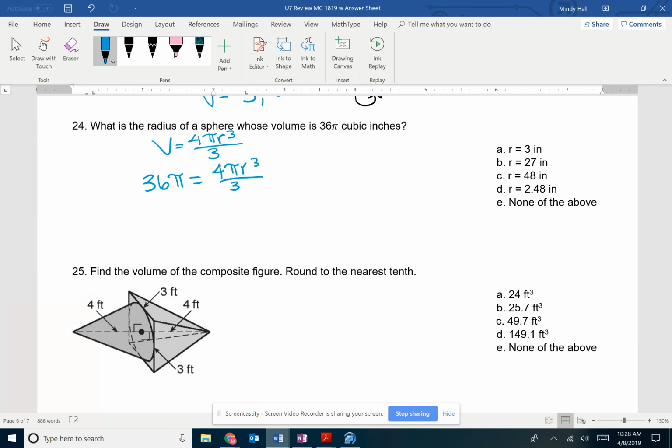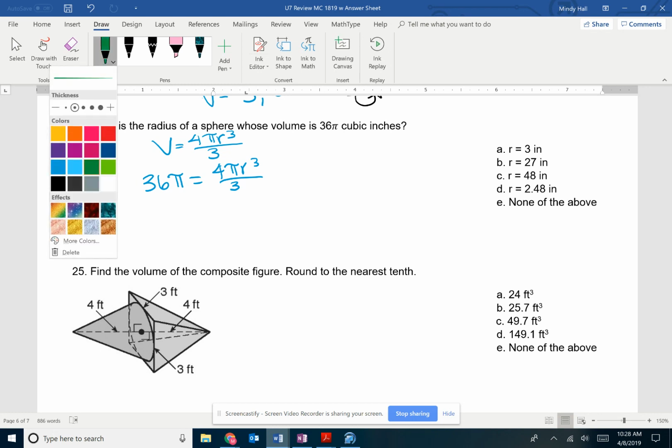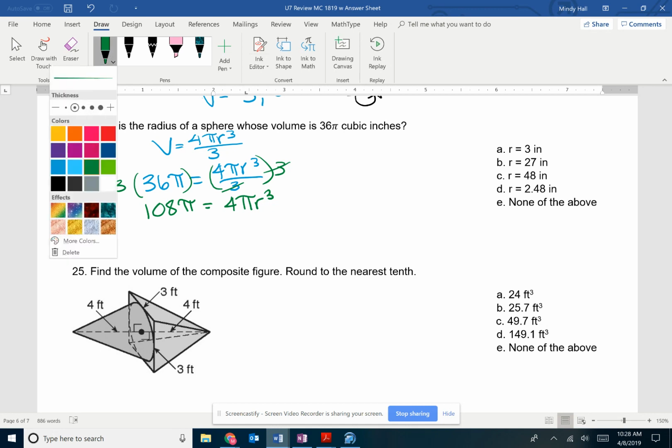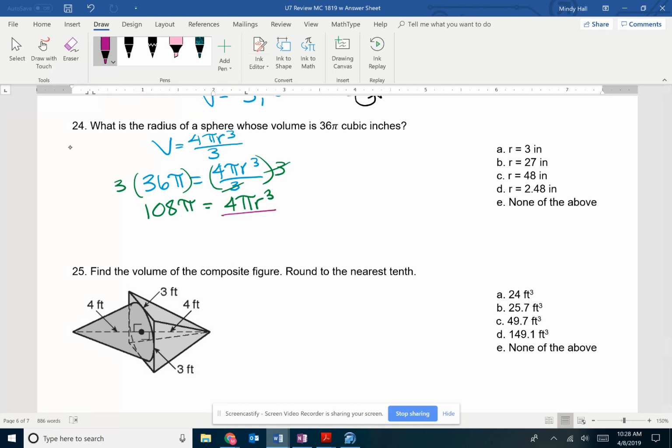So then, to get rid of this 3 on the bottom, I would multiply by 3. And by doing that, these 3's will cancel, so that we have 36 times 3, which is 108 pi. And then, because we are solving for r, we are going to divide by 4 pi, so that my pi's cancel. And 108 divided by 4 is 27.